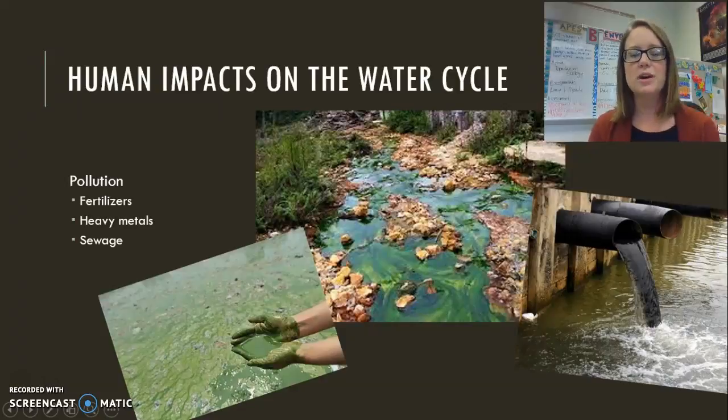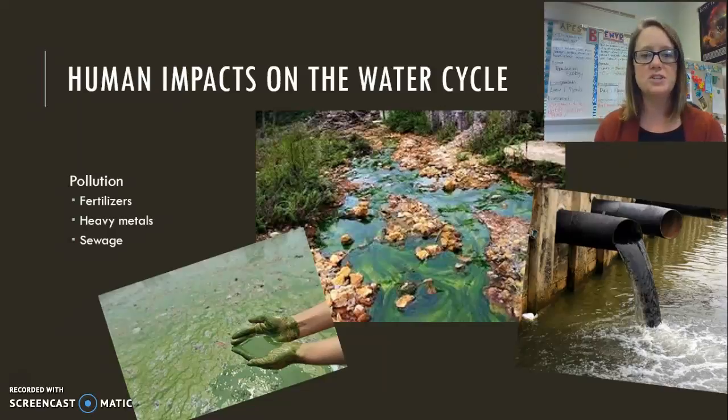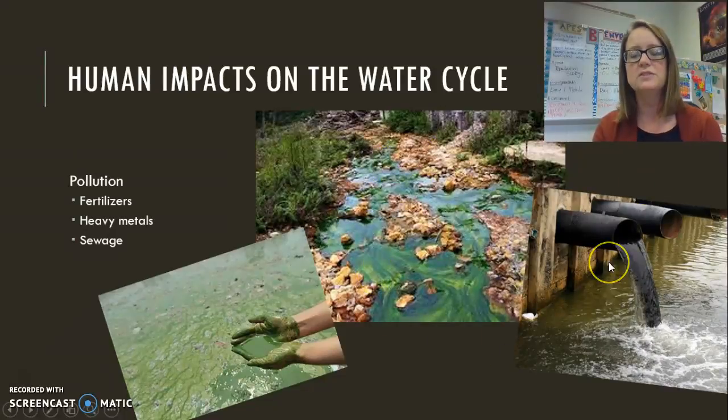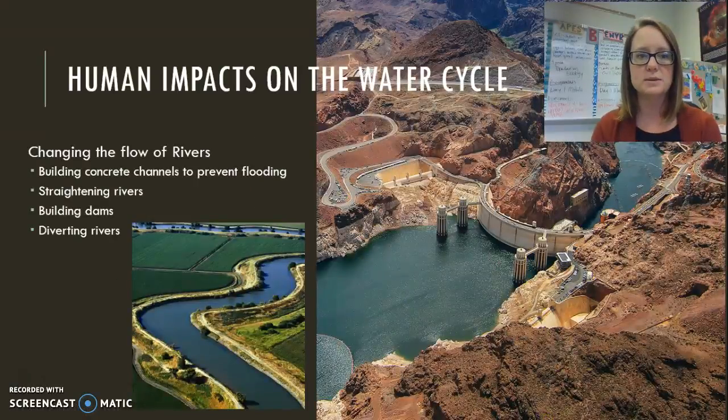Other human impacts on the water cycle: pollution. Fertilizers can lead to eutrophication. Heavy metals can pollute some of our surface waters. And then if sewage is dumped into our bodies of water, that can affect dissolved oxygen levels. It can spread disease and infect organisms. When we change the flow of rivers by building concrete channels, straightening rivers, building dams, or diverting rivers, we are affecting the water cycle.